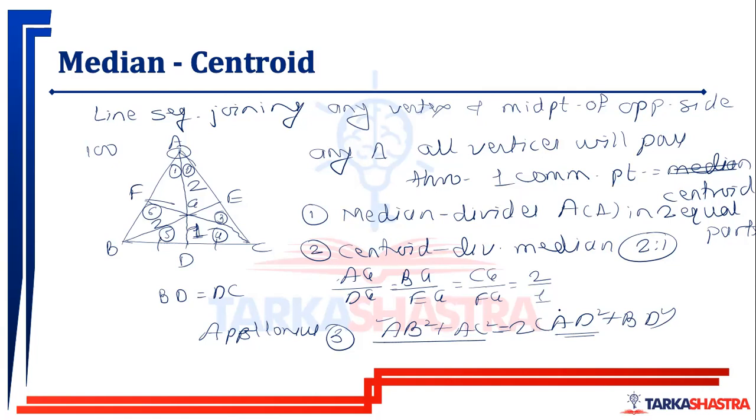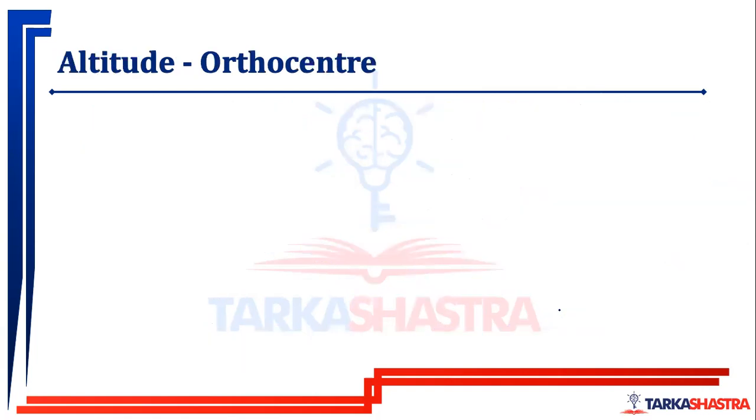Okay, so these are some very very basic points related to median and centroid. Moving forward to the altitude. अल्टीट्यूड मतलब क्या है ये पहले समझने के लिए हमें छोटा सा डायग्राम निकालना पड़ेगा. Let us say this is a triangle ABC of any type.